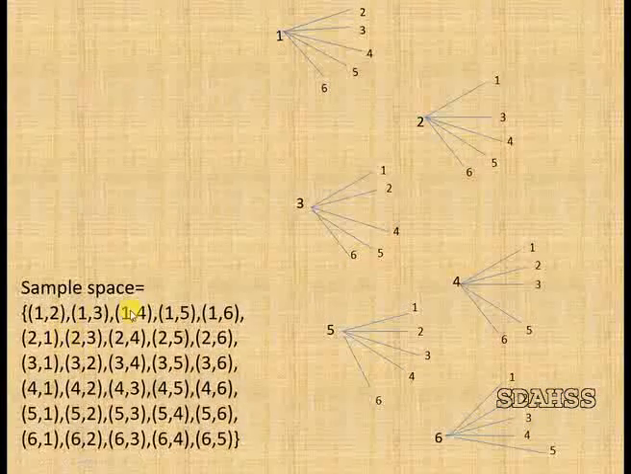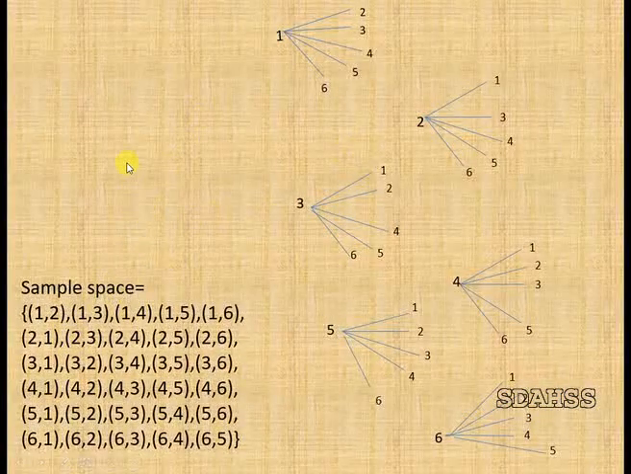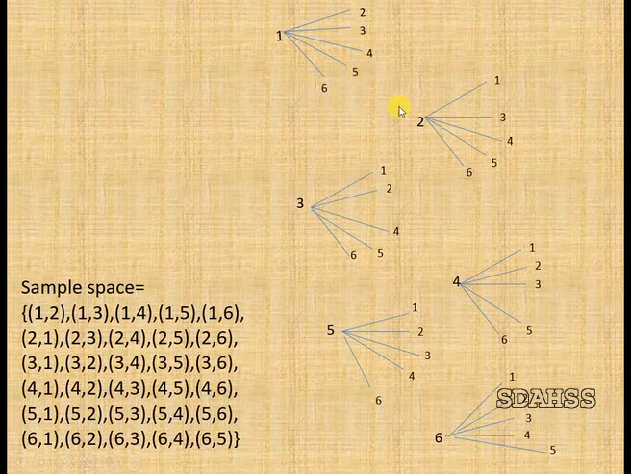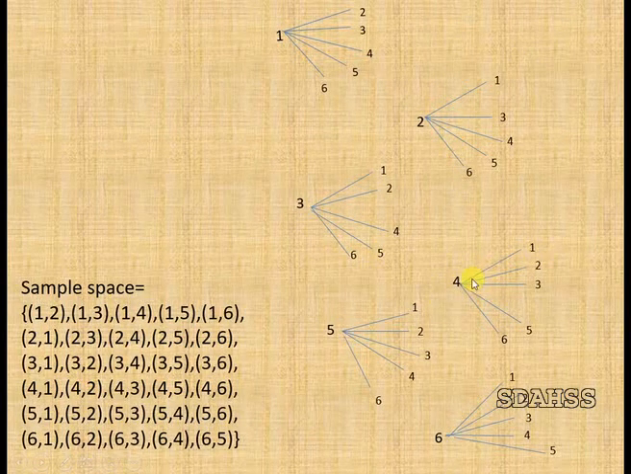So S is equal to: 1,2; 1,3; 1,4; 1,5; 1,6. Then 2,1; 2,3; 2,4; 2,5; 2,6. 3,1; 3,2; 3,4; 3,5; 3,6. 4,1; 4,2; 4,3; 4,5; 4,6. 5,1; 5,2; 5,3; 5,4; 5,6. 6,1; 6,2; 6,3; 6,4; 6,5.